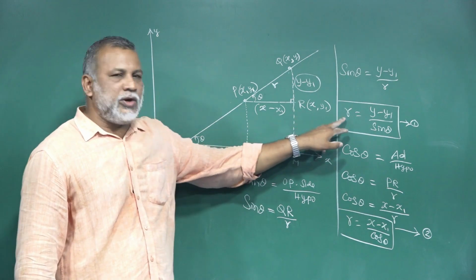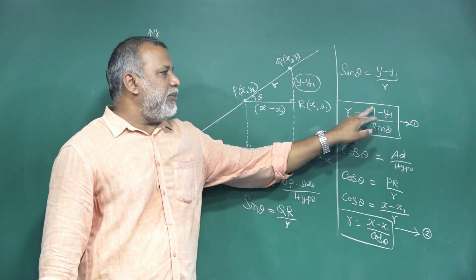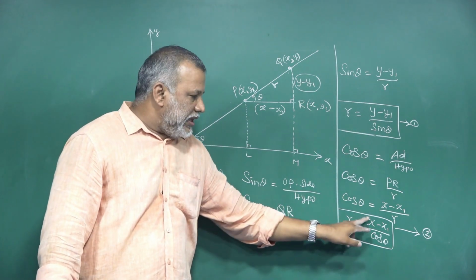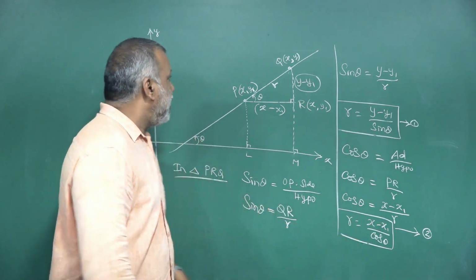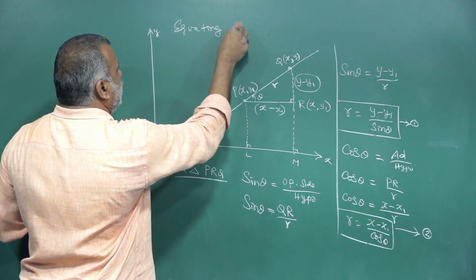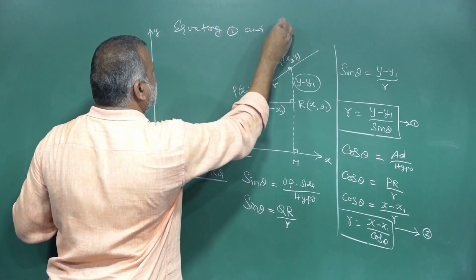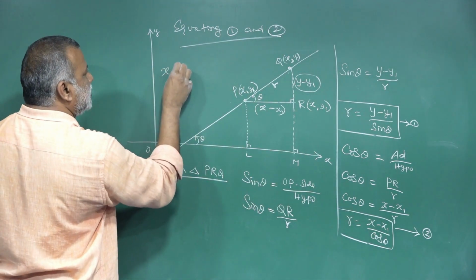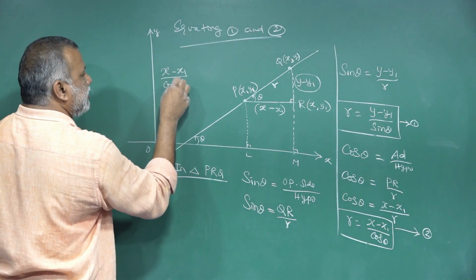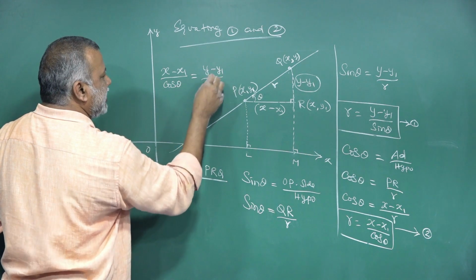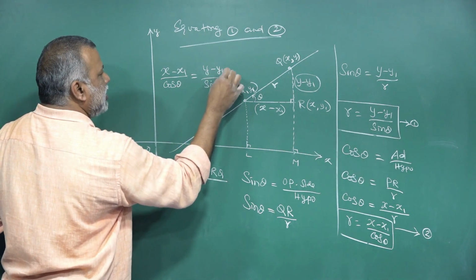So here we are finding out the value of R. R equals y minus y1 divided by sin theta. Here also we are finding out the value of R, X minus x1 divided by cos theta. Therefore, equating 1 and 2: x minus x1 divided by cos theta is equal to y minus y1 divided by sin theta is equal to R.